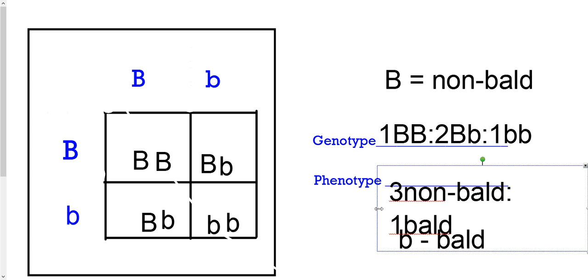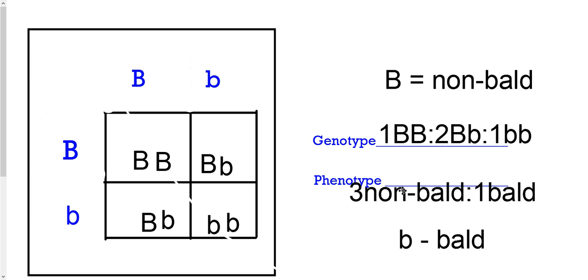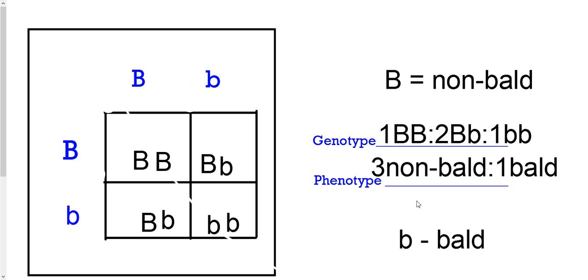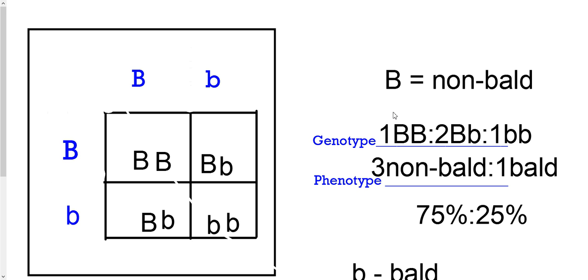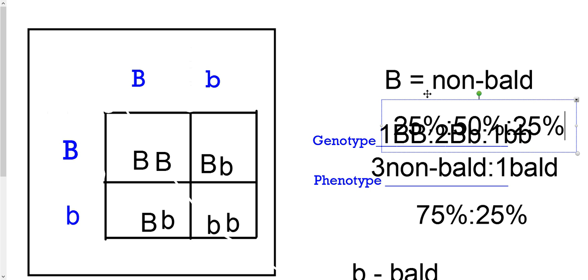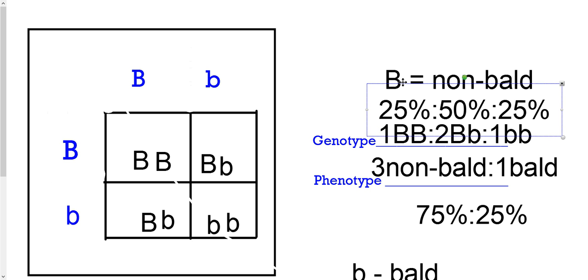So it's a 3-to-1 ratio. If you want to go and put it into percentages, it's all by 25s. So it'd be 75% probability of being non-bald to 25% being bald for this situation. And for the top, it would be 25% capital B, 50% little b, capital B, little b, and finally 25% possibility of having both recessive genes.